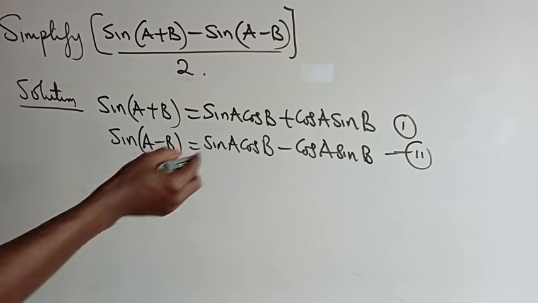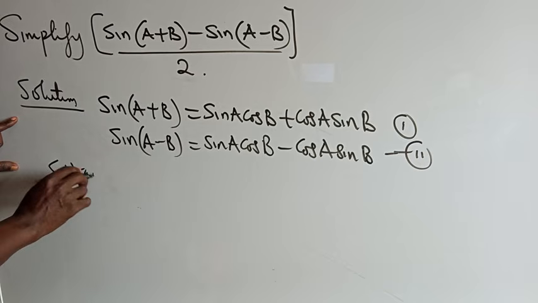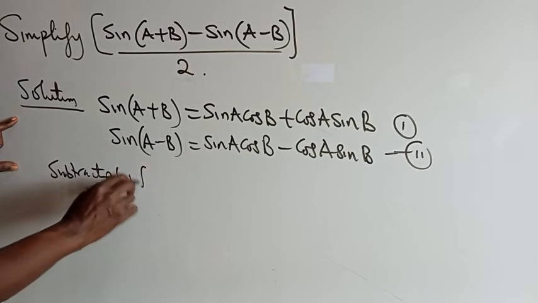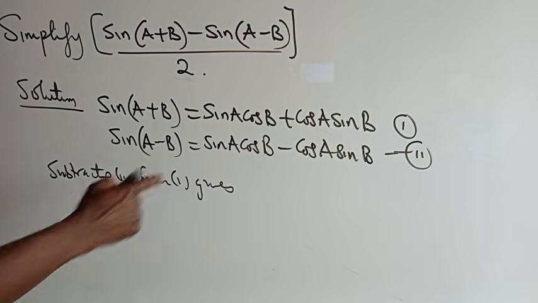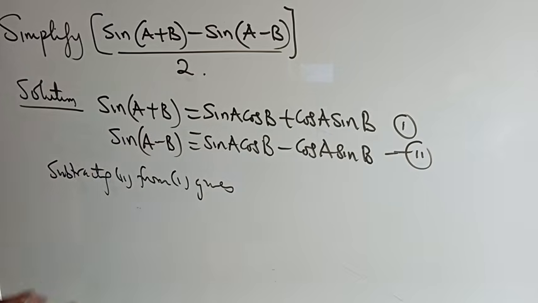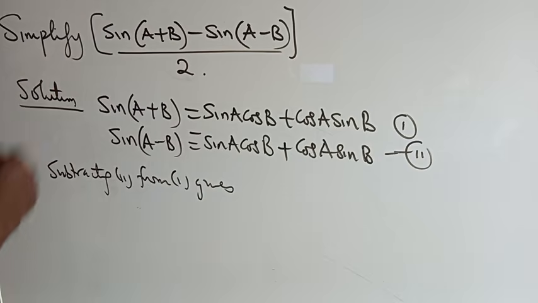Now, we are asked to subtract this value from this value. It's very simple. And divide the result by 2. Now, subtracting equation 2 from equation 1, let's subtract. That means we're going to introduce a minus here. By the time we put the minus there, this becomes plus. That's the meaning of subtracting 2 from 1.